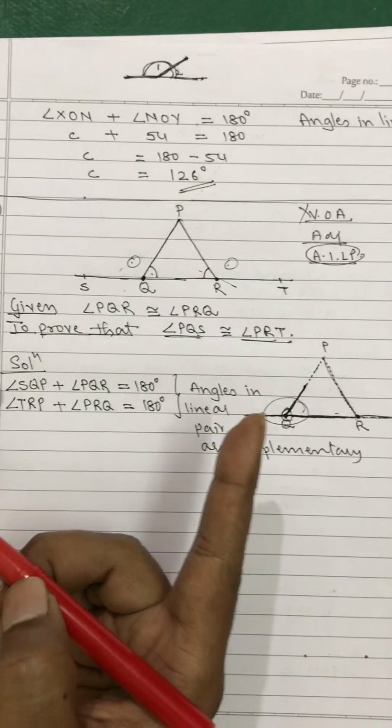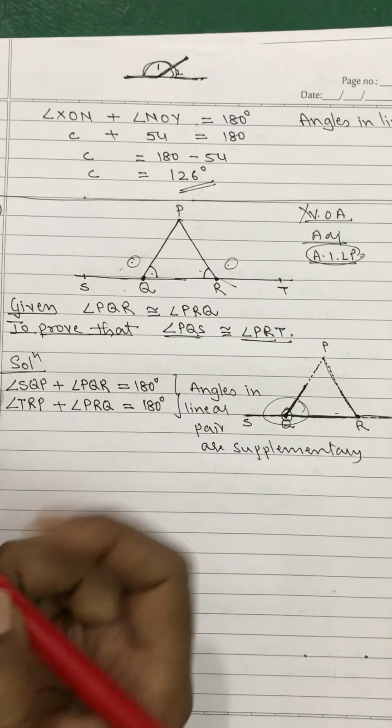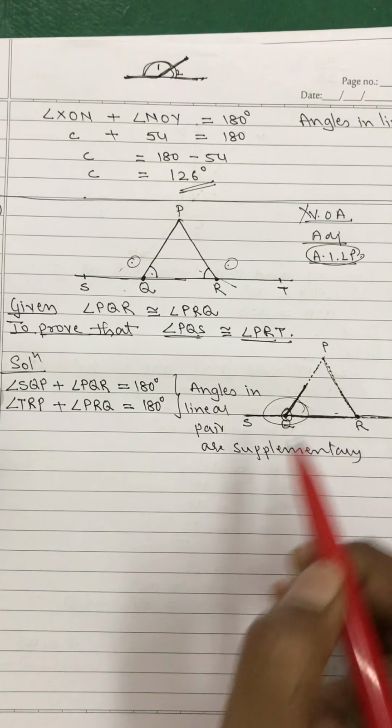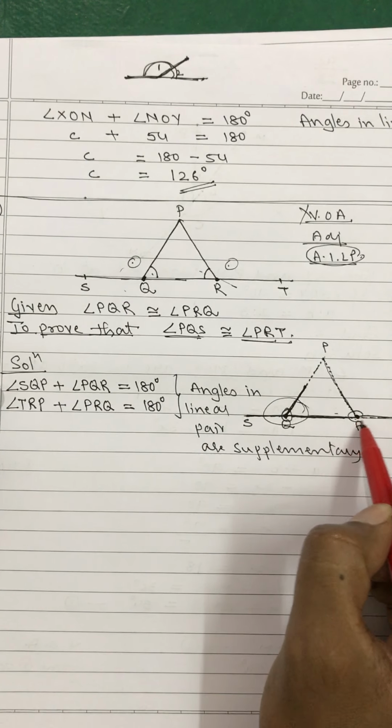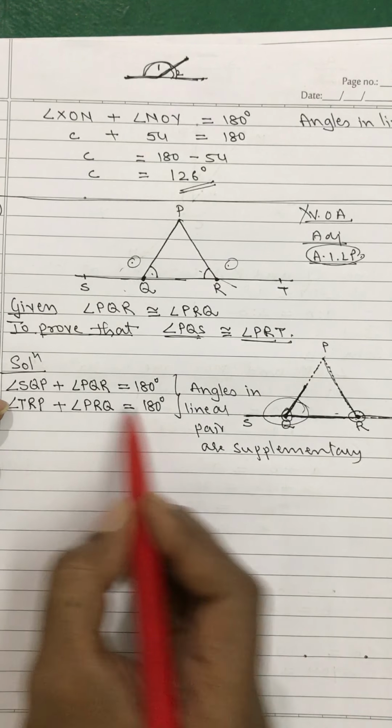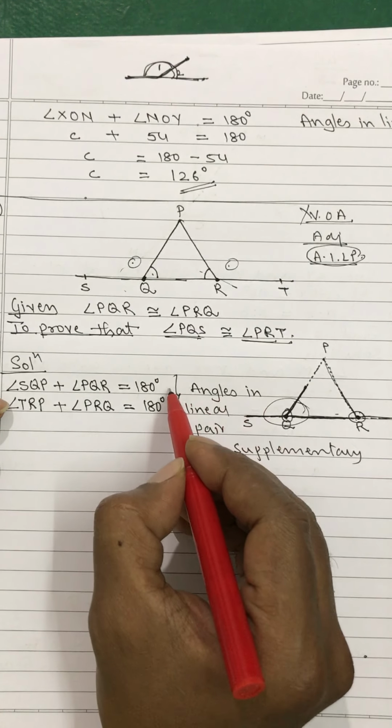I told you, whenever, first of all, the condition should be satisfied. Yes, it is converting into a straight line. I can apply angles in linear pair, and then I get this equation. Then I applied angles in linear pair over here, I got this equation. Now these are the two equations.